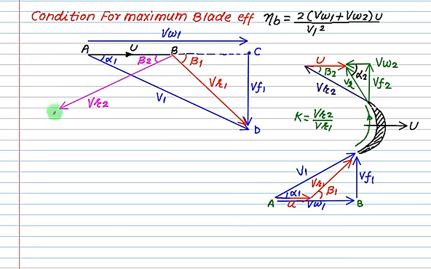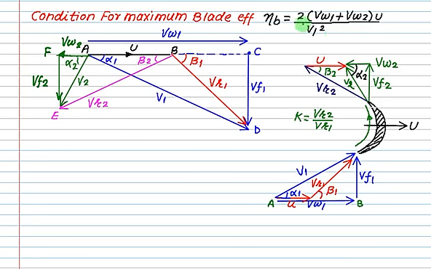Let's say this point is point E. If you join A with E, you will get the absolute velocity at exit, that equals V2, and this makes an angle of alpha 2. And this V2 has again two components. One is VW2, and VW2 always acts in the opposite direction of VW1. The second component is VF2. The point we obtained is F. Now your objective is to maximize this.